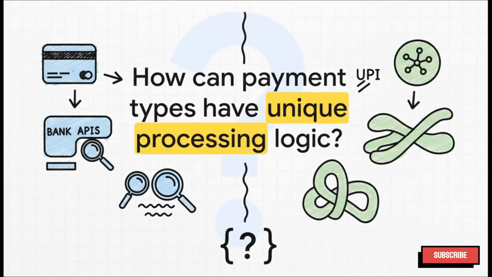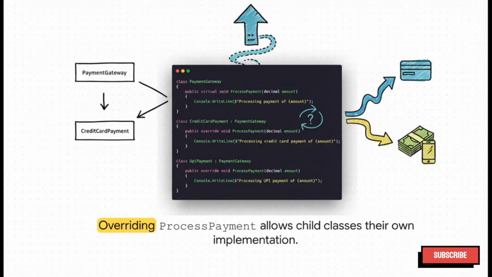Back to our payment system. Think about it, processing a credit card payment is totally different from processing a UPI payment, right? With a credit card, you're hitting validation services, talking to bank APIs, running fraud checks, a whole bunch of steps. UPI is a completely different workflow. The action is the same: process a payment, but how you do it is fundamentally different. So how do we model that? And this brings us to method overriding, which is at the heart of polymorphism.